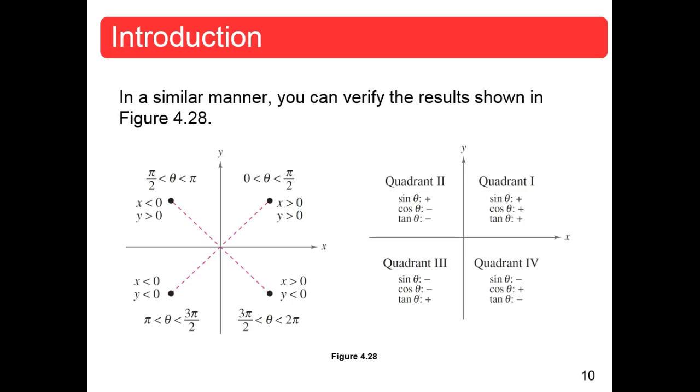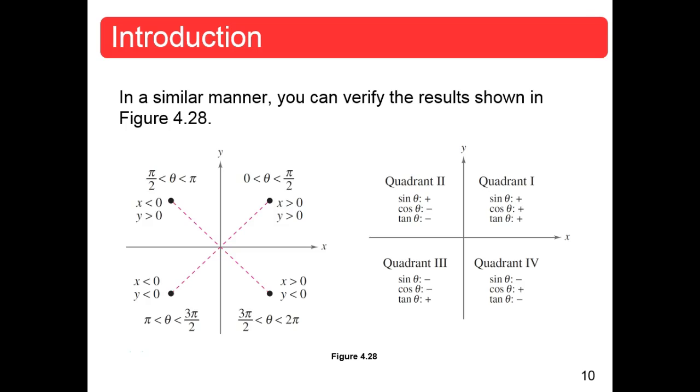Now, we've seen this before. But first quadrant, everything's positive. X is positive, Y is positive, all the trig functions are positive. Anywhere between 0 and pi halves in radians, or 0 and 90 degrees. Second quadrant, your X's are negative, but your Y's are still positive. So therefore, sine, which is Y over R, is positive, and its inverse, which is cosecant.